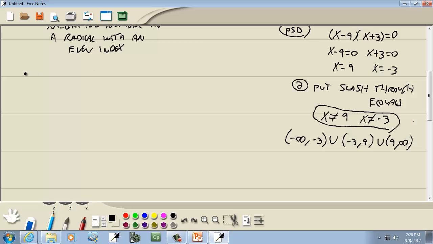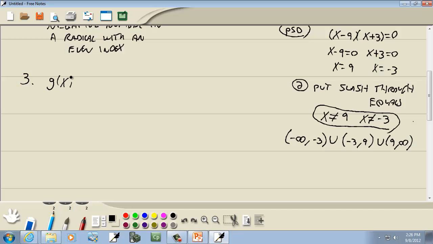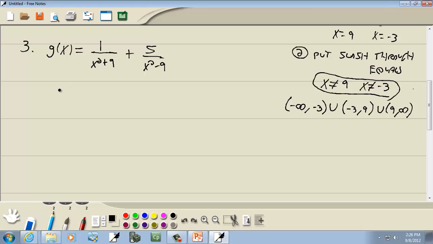Let's take a look at this one. We got g of x is equal to 1 over x squared plus 9 plus 5 over x squared minus 9. Now if you have two fractions, well, it's still the same procedure. You want to set your denominator equal to 0 and solve. So I'll set the x squared plus 9 equal to 0 and the x squared minus 9 equal to 0. So we'll set both denominators equal to 0.